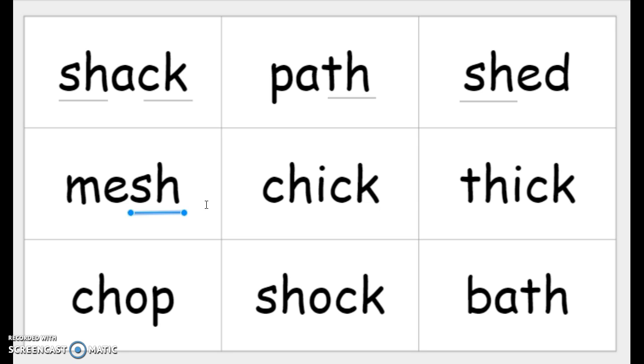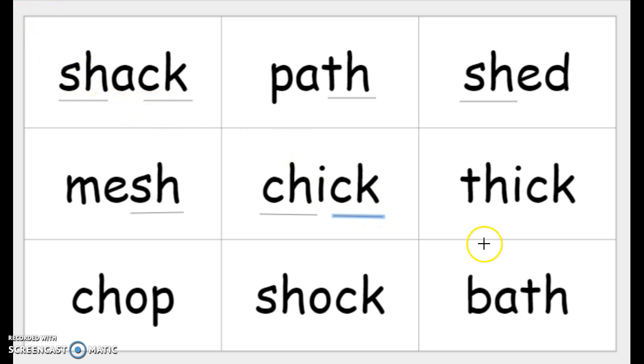Ash, mesh. All right, our next word has two digraphs. CH, ch. And it has CK, k. All right, let's sound out the word. Ch, ick, chick.